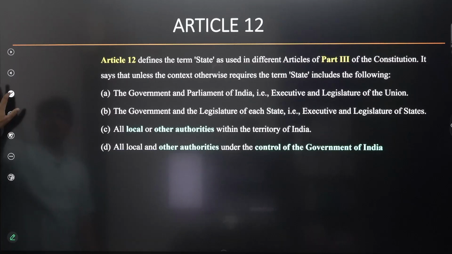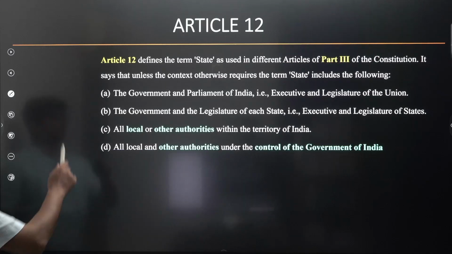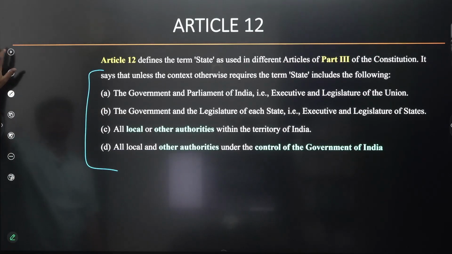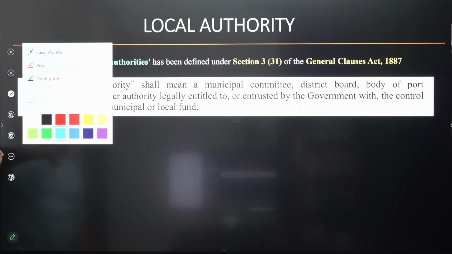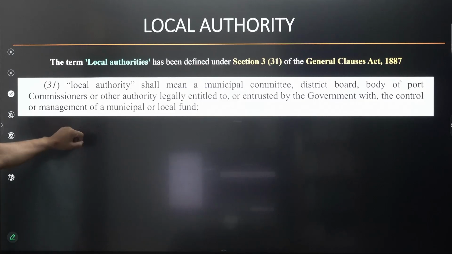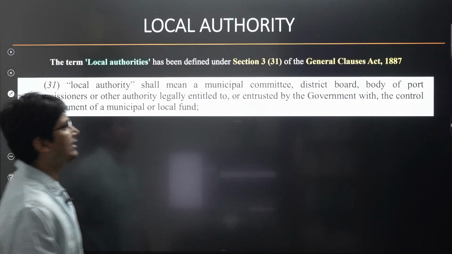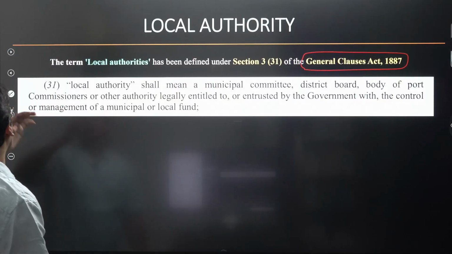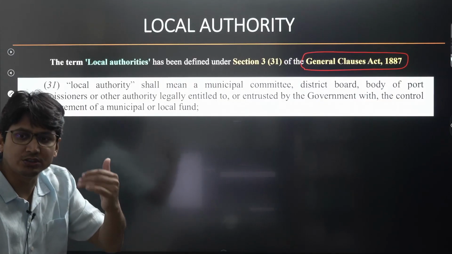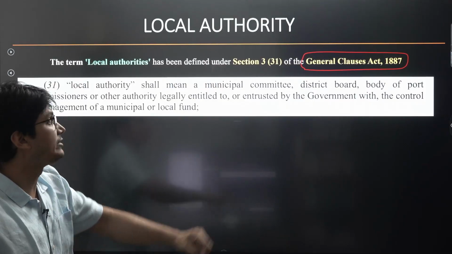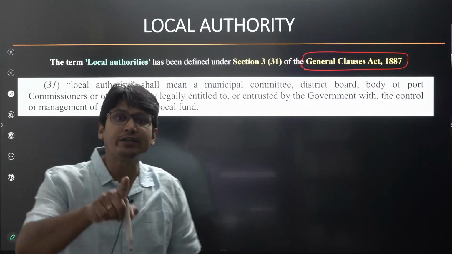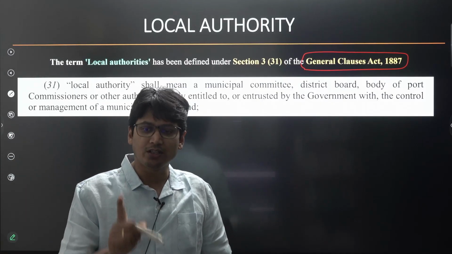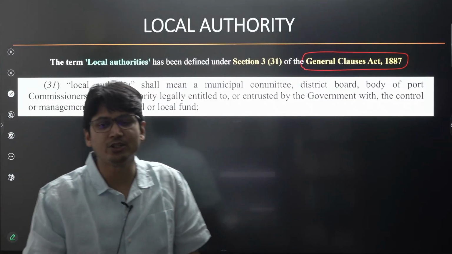So, it says that Article 12 defines the term state as used in different articles of Part 3 of the Constitution. It says that unless the context otherwise requires. Okay, so that is the whole definition. Other authorities. Now where are local authorities defined? Local authorities has been defined under Section 3, Clause 31 of the General Clauses Act 1897. Just remember these legislations and let's see what has been defined about local authority, because local authorities are also state under Article 12. So this term local authority is defined under the General Clauses Act, again not defined under the Constitution of India. The term local authority or other authority is not defined in the Constitution of India.